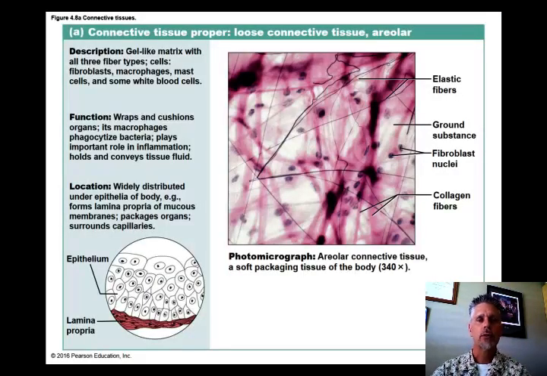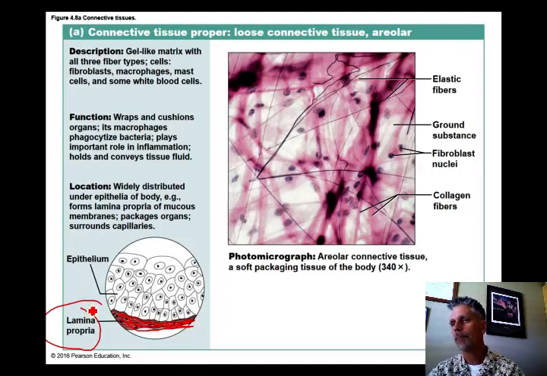Okay, so we start out with some of our loose connective tissues. So this is the areolar connective tissue. And the areolar connective tissue, remember when we were talking about the covering and lining, and we said that underneath the covering and lining we have connective tissue kind of holding it on down here, like towards the basement membrane, right? So that lamina propria that we see there, that is made up of connective tissue, specifically areolar connective tissue.